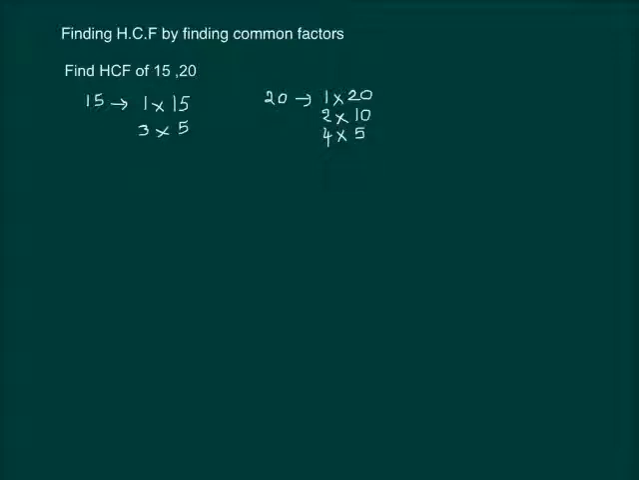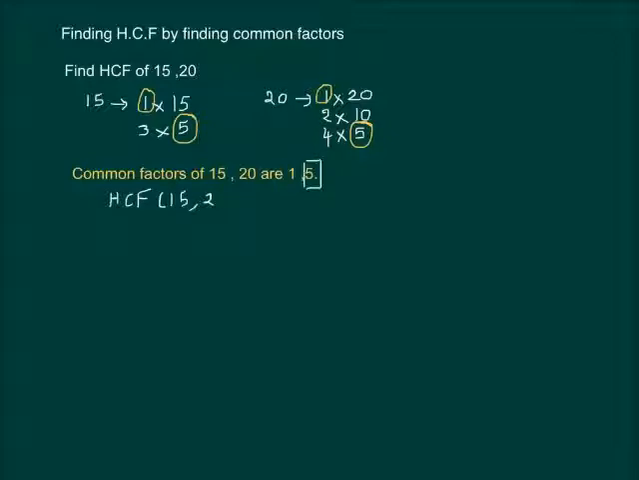Now let us look at the common factors. 1 is a common factor and 5 is a common factor of 15 and 20. Out of 1 and 5, 5 is the highest common factor. So we can say that HCF of 15 and 20 is 5.